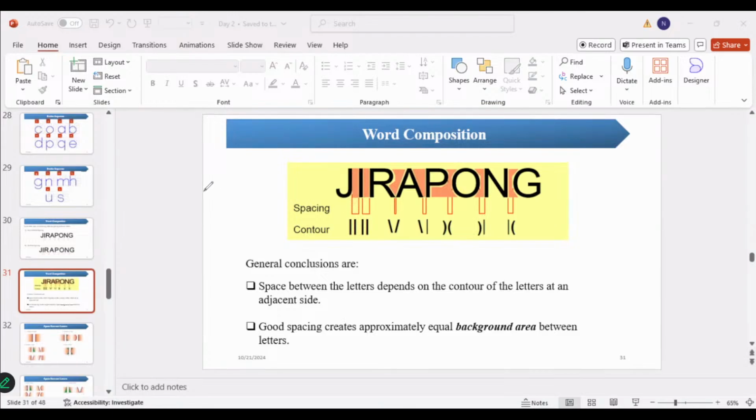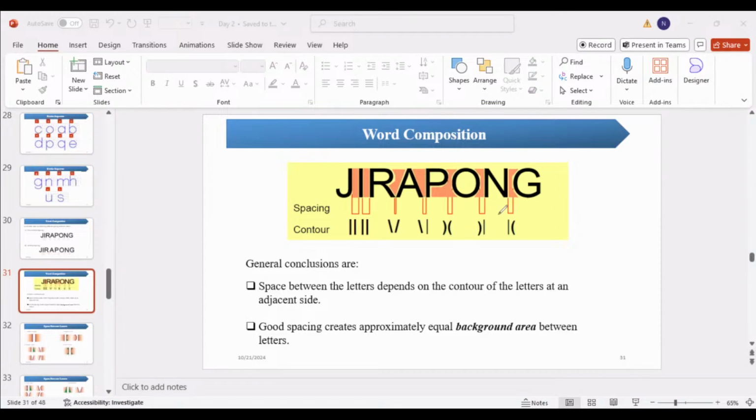So if you look at these contours between two letters, you can see that those are almost the same in the non-uniform spacing. Alright? Spacing වලදී non-uniform වුණාට contour එක සමාන. That is why it is familiar to our eyes. Right? So that is the way we have written letters since the past. Contours are what we make equal. Okay? So the space between the letters depends on the contour of the letters at an adjacent side.